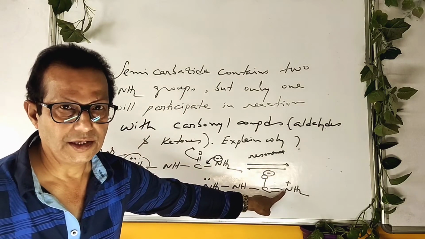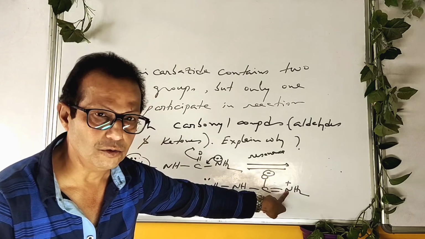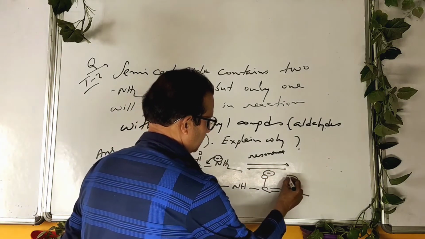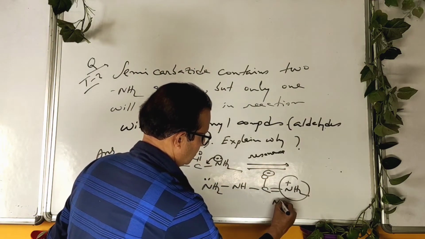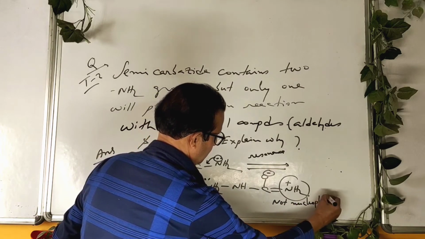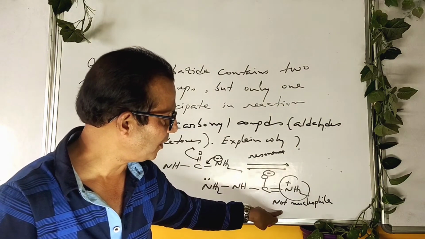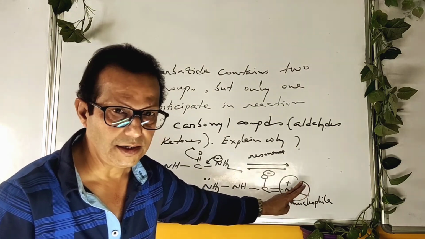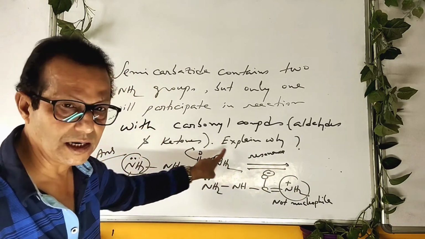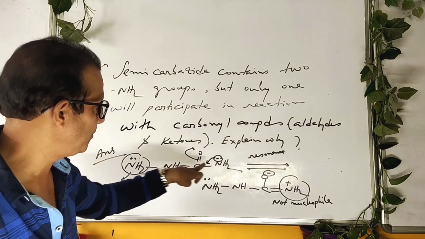Thus, there is no lone pair of electrons on the nitrogen atom. So this NH2 group cannot act as a nucleophile, because there is no lone pair of electrons. That's why, though there are two NH2 groups in semicarbazide, only one NH2 group participates in the reaction.